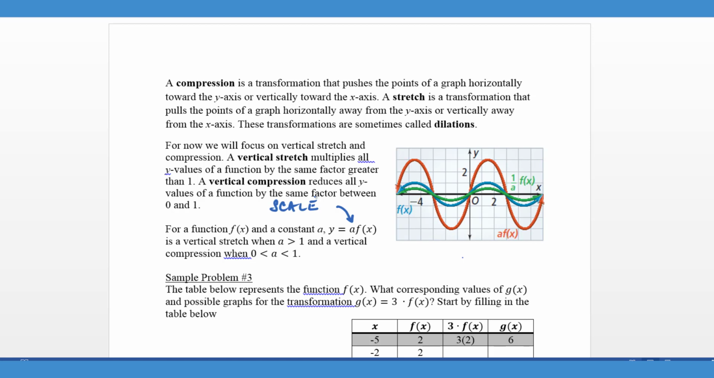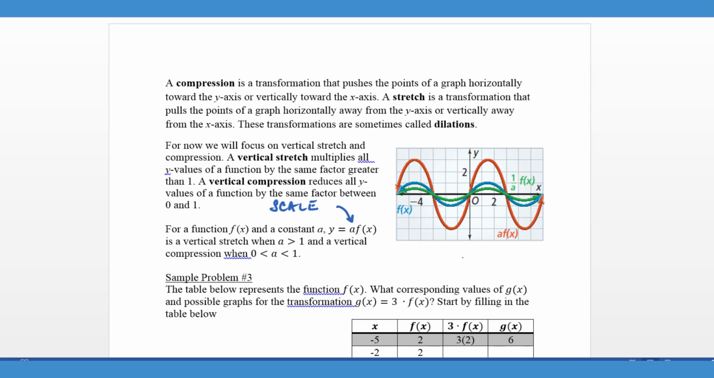We will work more specifically on the different types of vertical stretches and vertical compressions versus horizontal stretch and compression as we get into each individual parent function. It may take a little bit of individual work for you to have a clear understanding of what it does to each individual function.